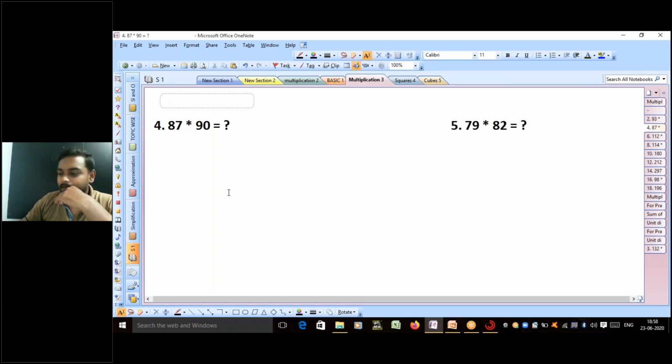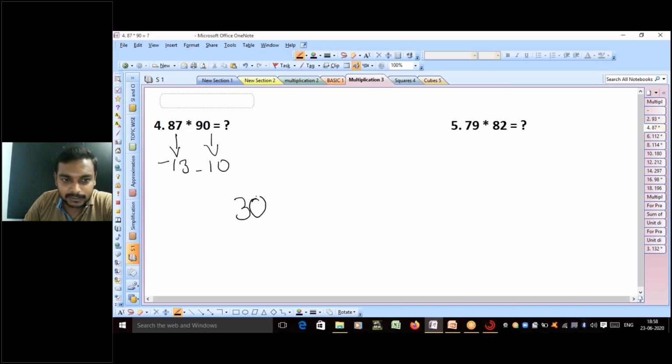Okay, 87 multiply with 90 we have. From 100 it is 13 less and it is 10 less. So both are less. So 13 into 10, which is 130. But we are supposed to write only 2 digits. Don't write 3 digits. You are supposed to write only 2 digits in one place. So 1 will be the carry.